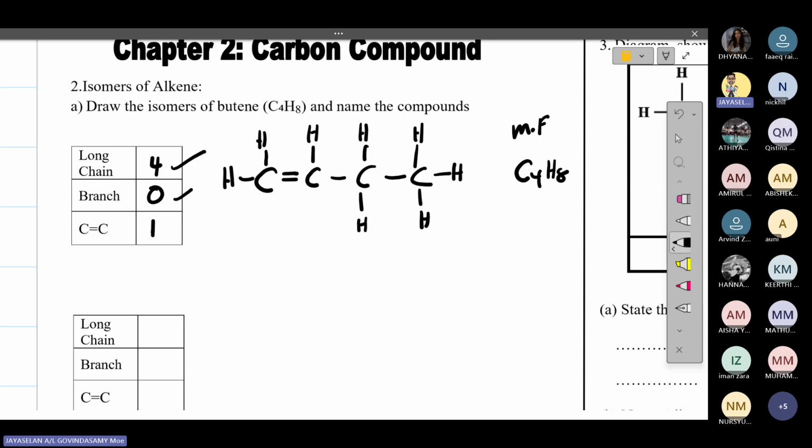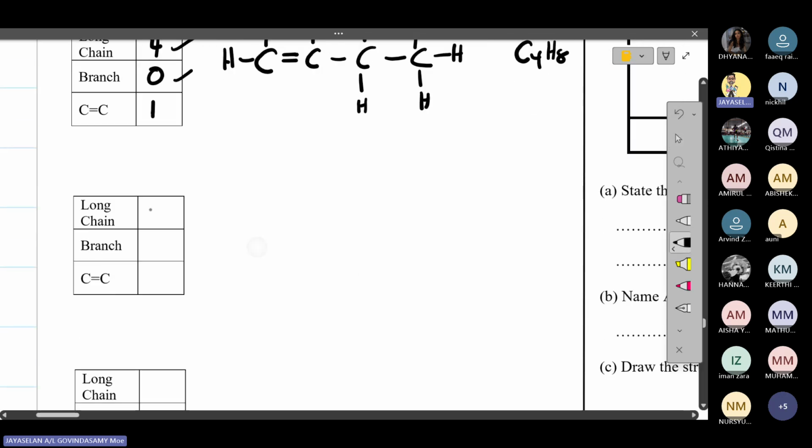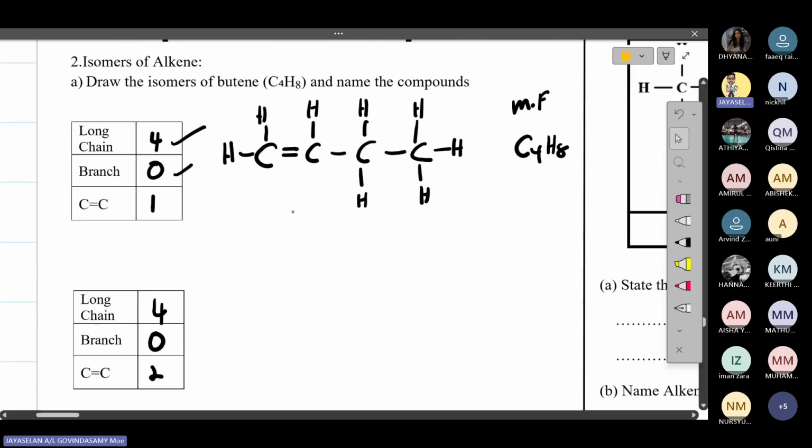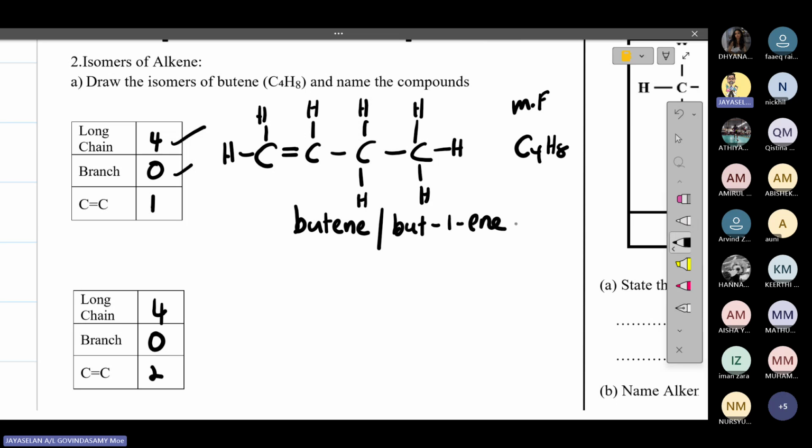Okay, number 1, done. Okay, number 2, what I do, I maintain the same number. C4, okay, branch 0, but the C double bond, I start at carbon number 2. I got another isomer. What is the name of this compound? We call it butene, or you can put but-1-ene. Mana-mana satu lah.